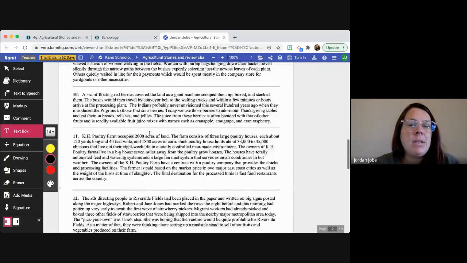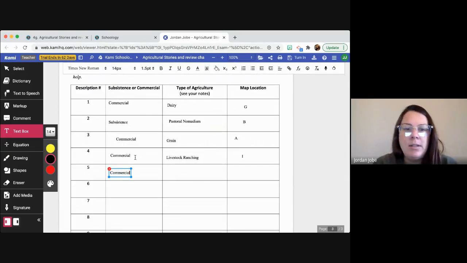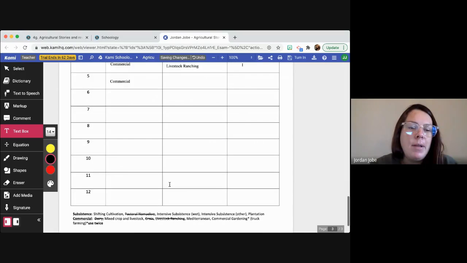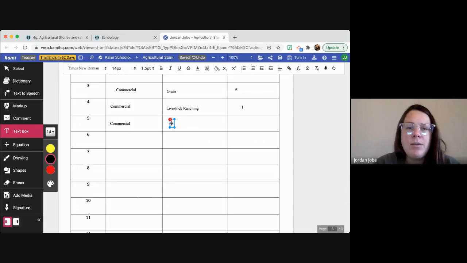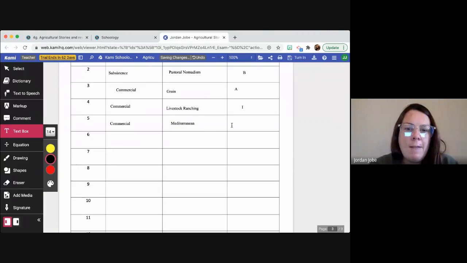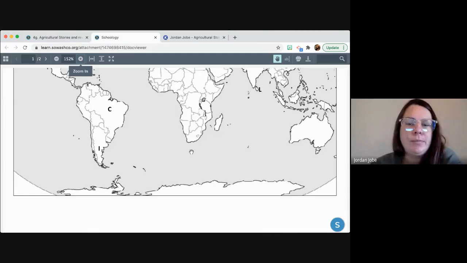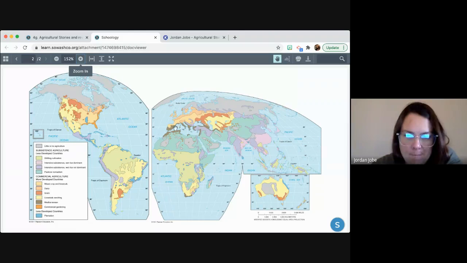Are we talking about commercial or subsistence for number 5? Commercial. And what's our type? Mixed crop and livestock, Mediterranean, or commercial gardening? Mediterranean. Okay. And then our map location. Okay. Mediterranean is this brown color. So a little bit on the coast of the United States, but mainly in the Mediterranean.